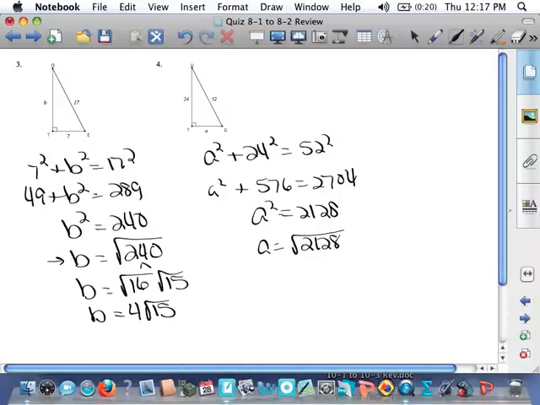I'll try dividing that by 9. That didn't work. 2128 divided by 4 gives me 532. Divided by 4 gives me 133. So I think if I take 2128 divided by 16, a is equal to the square root of 16 times the square root of 133. So a is equal to 4 square root of 133. Again, simplest radical form. You want to try to break that radicand into two numbers, a perfect square and a non-perfect square.